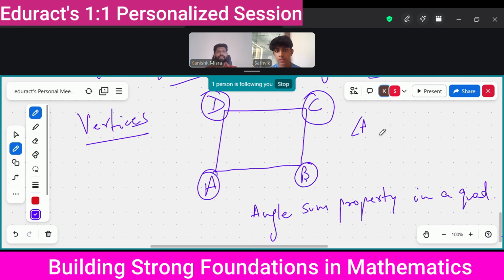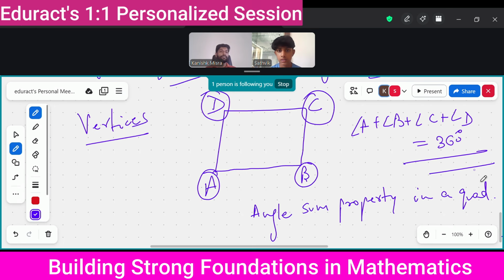Angle A plus angle B plus angle C plus angle D is equal to 360 degrees. In a triangle, the sum of the measures of the angles of a triangle is 180 degrees. Similarly, in a quadrilateral, the sum of the measures of all the angles of a quadrilateral is 360 degrees.